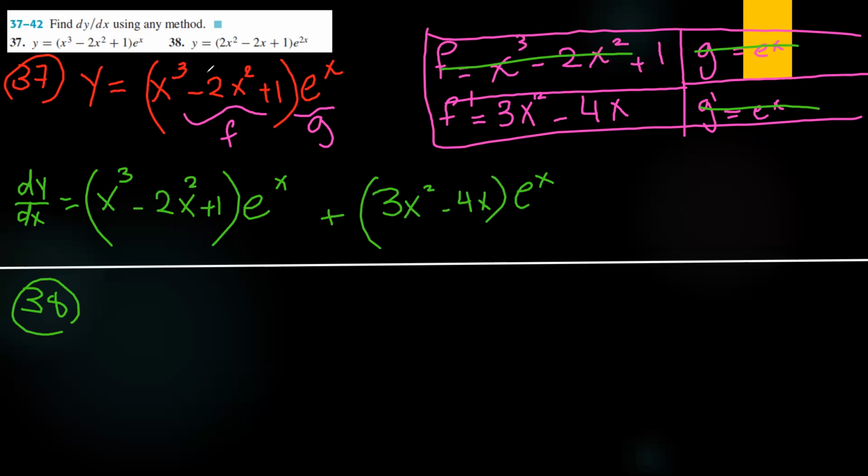Now number 38 here. We have y equals 2x squared minus 2x plus 1, multiplied by e to the power 2x. So here also you have to use the product rule.